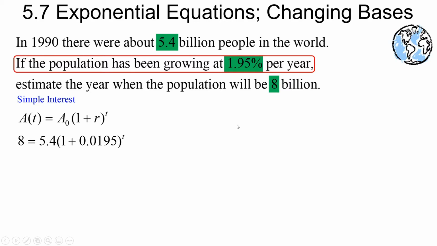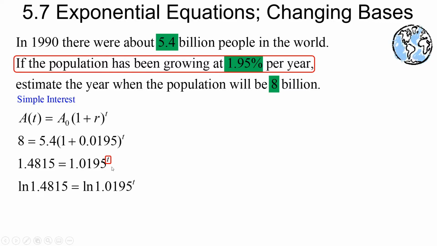Okay, so step 1 would be, let's divide both sides by that 5.4. So 8 divided by 5.4, and on my calculator I have 1.4815. And on the right, I still have my growth factor, 1.0195 to the t power. Now we're solving an exponential equation. And to solve for that t, we're going to take the natural log of both sides. Natural log of 1.4815 would equal the natural log of 1.0195 to the t power.